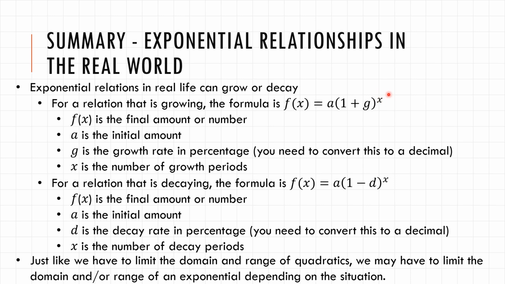However, if that relation is decaying, in other words, we're measuring a quantity that is going down, the final amount remaining at the end, of course, is f of x. A is still the initial amount, but the growth factor is not 1 plus the growth rate. It's 1 minus the decay rate. It's still expressed as a percentage, but it's like a discount, right? It's something that's going down. So we call it decaying. And once again, you do have to convert that to a decimal.